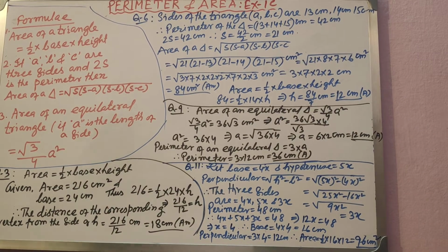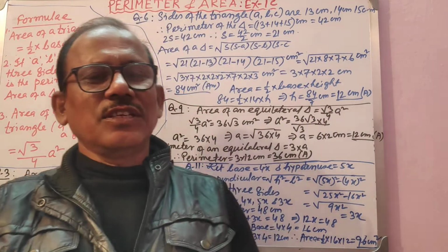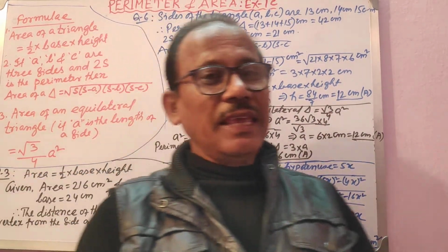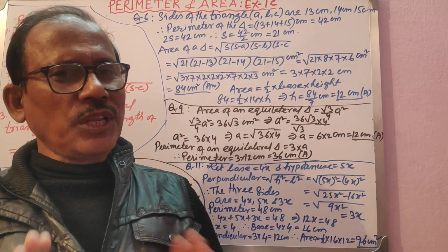Students, you are learning perimeter and area. Now it's time to learn about the area of a triangle. The area of a triangle can be solved in three ways.